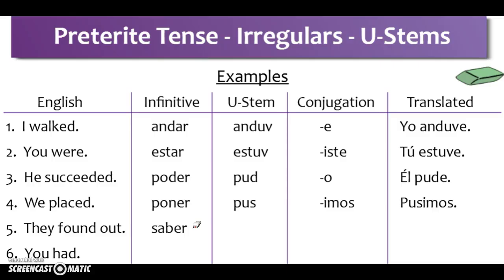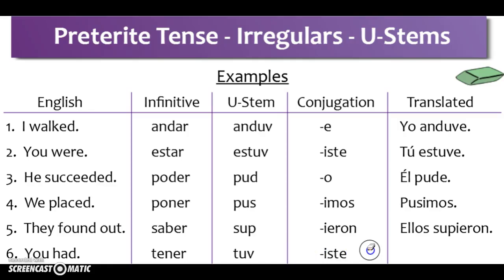Saber is what we would use for found out in this context. So we change saber to sup. Ieron is our ending. Ellos supieron. And lastly, you had. So tener becomes tuv with an iste ending to become tú tuviste. So if you're looking at number 2 and number 3 again, remember I had 2 typos on that. We want él pudo and tú estuviste.